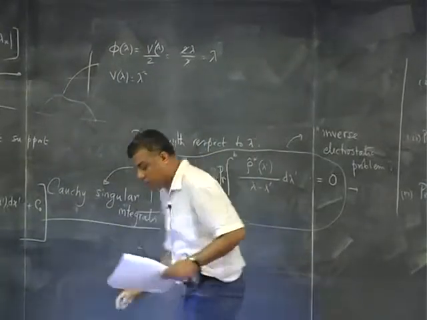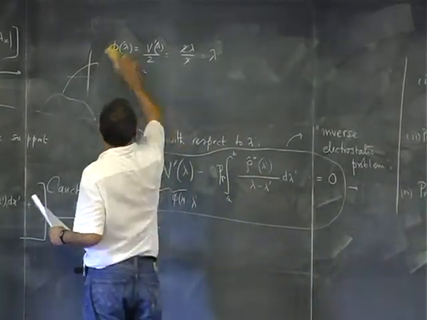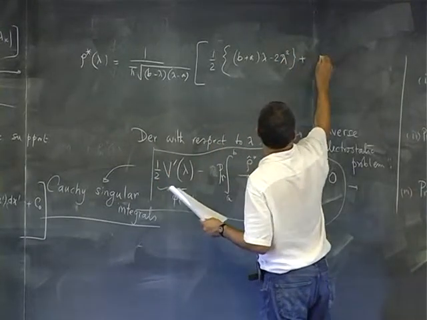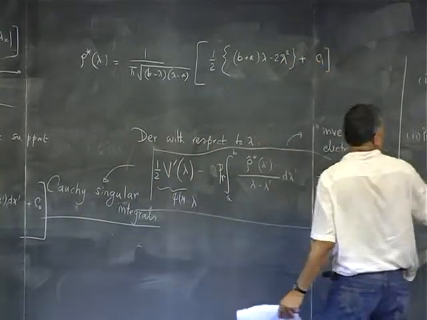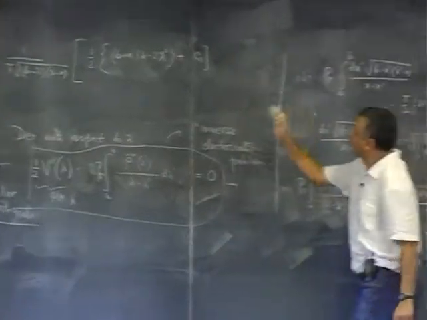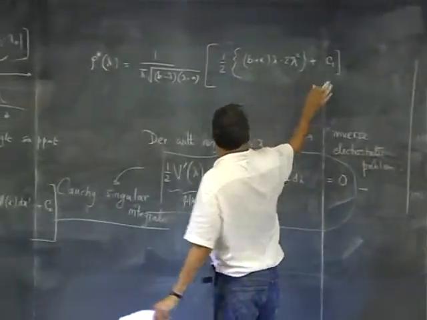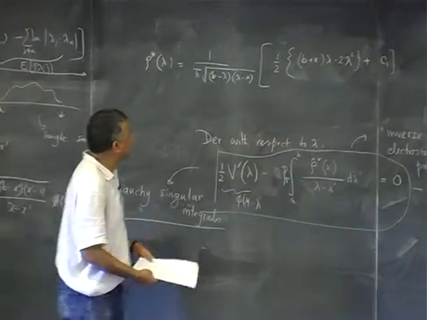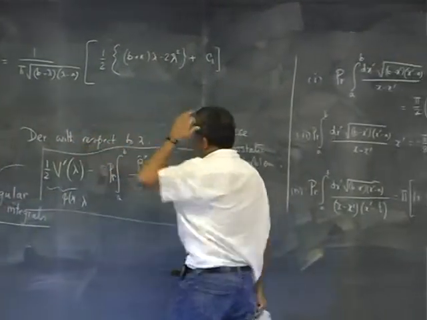So if I just evaluate 2 lambda square plus some constant C1, I just use this result there, rearrange a little bit and you will find C1 is another constant. So I have these 3 unknown constants, A, B, and C1. Now I have to use the symmetry of the problem.